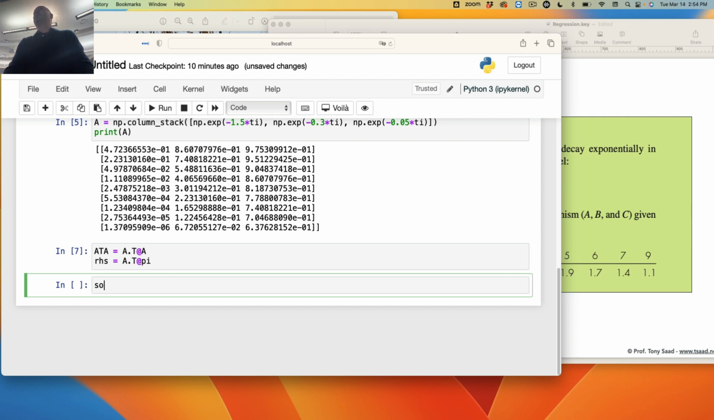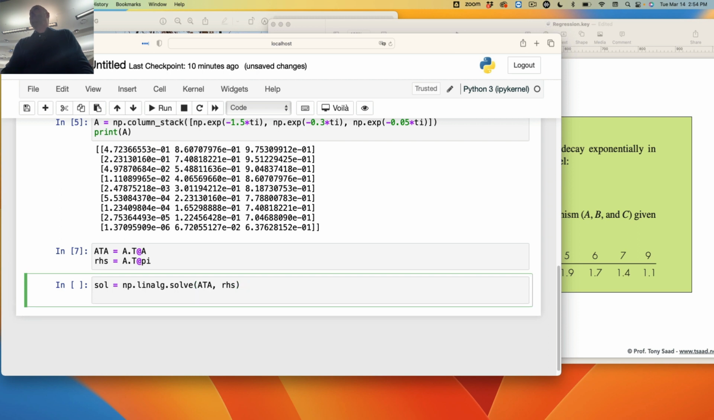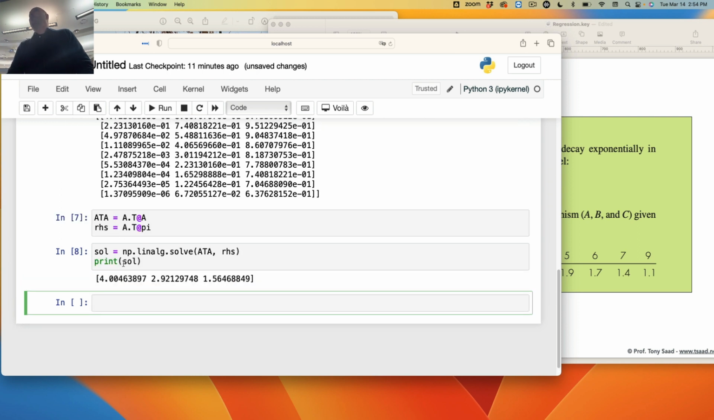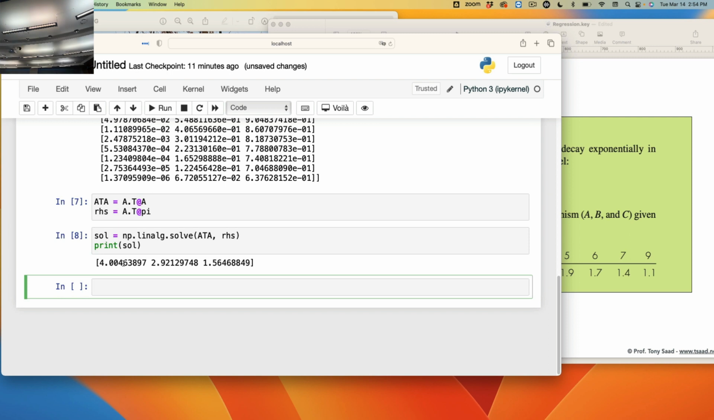Finally, to get the solution, np.linalg.solve. What is the coefficient matrix of the system? It's ATA, not A transpose. What is the right-hand side? It's the right-hand side, RHS. Now, the solution, if I print it, what does it contain? A, B, and C in that order. That's the initial population for the first organism, initial population of the second organism, initial population of the third organism. Okay.